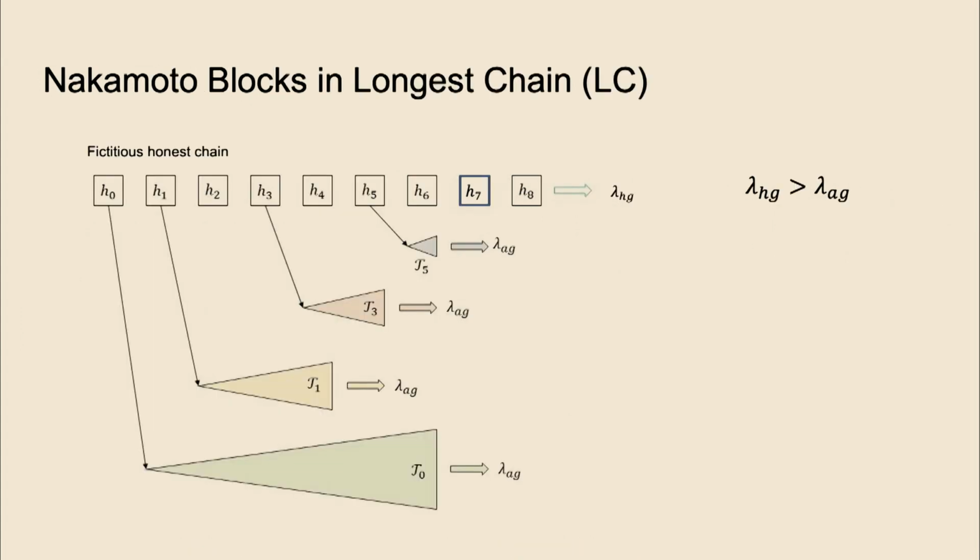And here in the longest chain protocol, we created the notion of a Nakamoto block. An honest block is called a Nakamoto block when all the adversarial block trees never catch up with this fictitious honest chain. For example, if from the birth of this block H7, all the previous adversarial block trees, T1, T0, T1, T3, and T5, never catch up with the fictitious honest chain that contains block H7, then this honest block will be called a Nakamoto block.